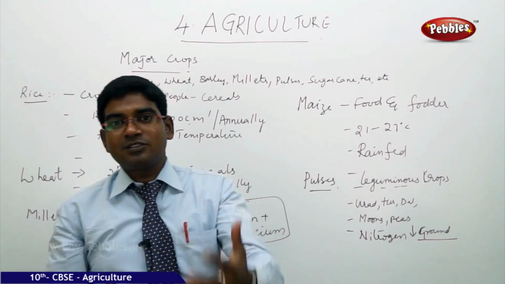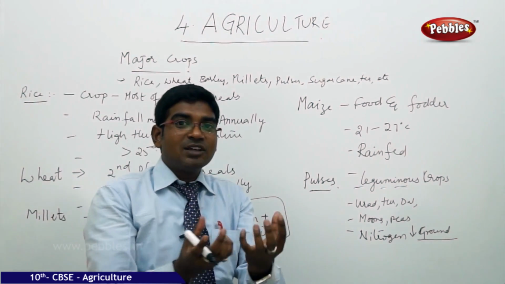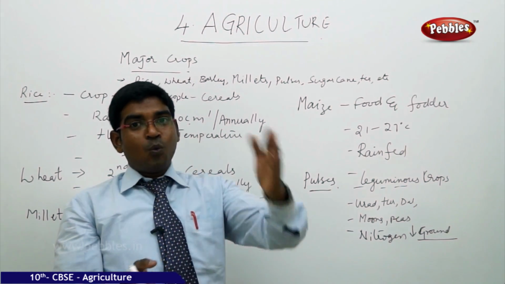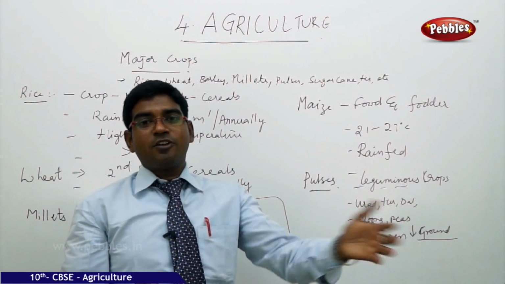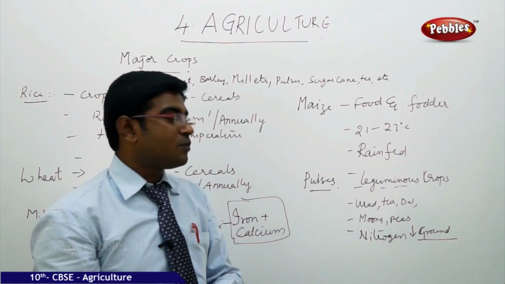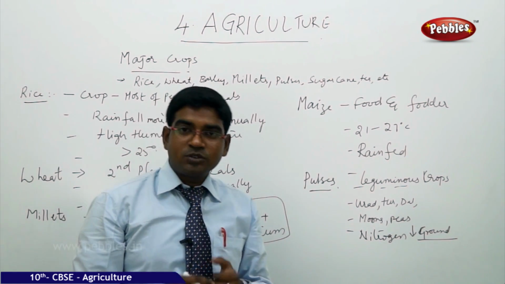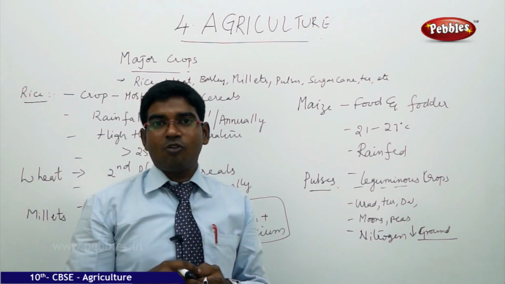So once you put a pulse crop there, then automatically the fertility of the soil will increase. That is the extraordinary benefit you are getting with the production and with the larger kind of profits you get when you use the production of pulses. That is the reason why it is known as leguminous crop. So these are the major crops in India that are grown.